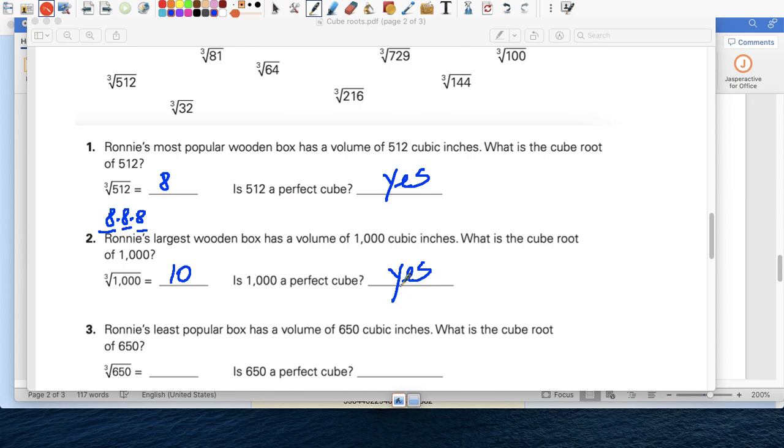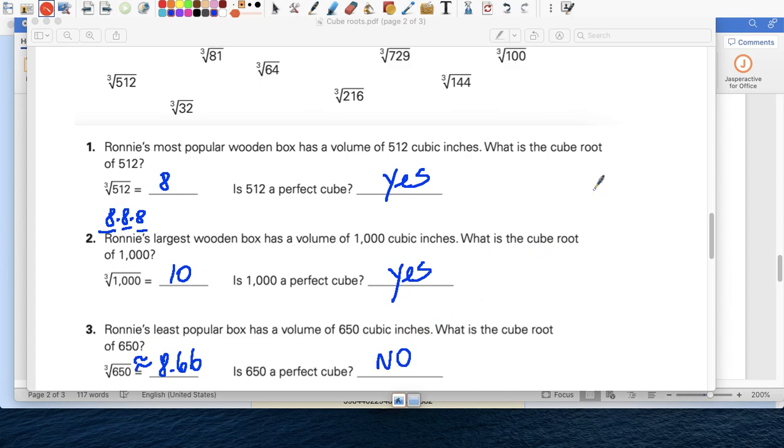Ronnie's least popular box has a volume of 650. Now, if you put 650 in your calculator and take the cube root, if you look at our list, it is not a perfect cube. There are no 3 numbers that multiply by themselves to exactly give you 650. So that's going to be a decimal, let's round this to 8.66. Is 650 a perfect cube? No, it's not. It's approximate.